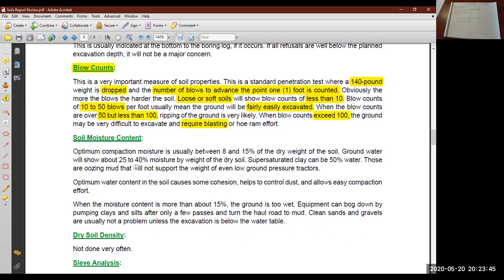Soil moisture. Optimum compaction moisture is usually somewhere around here, 8 to 15% is optimum moisture content. So if your soil is within this range, it's easier to compact, and you can compact it to a higher degree. Whenever you're below that or above that, it's tougher to compact, and you will likely not be able to compact it to the required density.